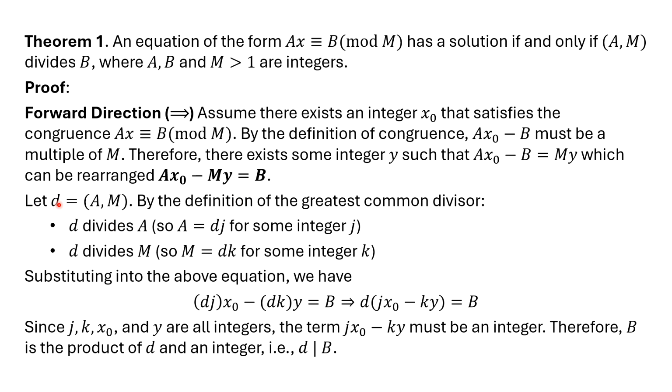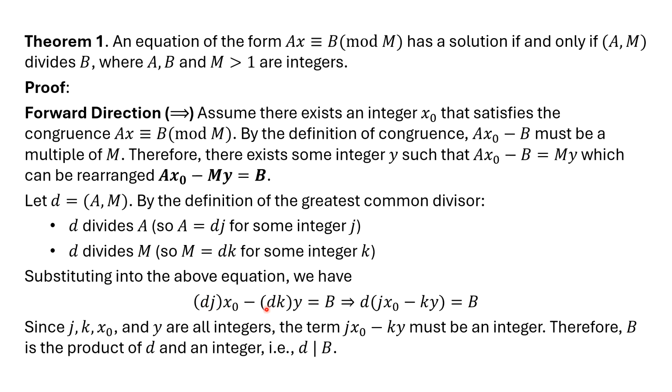Okay, then let d be the GCD of a and m. By definition, the greatest common divisor divides both a and m. So we can write a as d times some integer j, and m as d times some integer k. And then we plug these back into here. So you notice we have dj for a, and then dk for m. So we have this here, and that equals b.